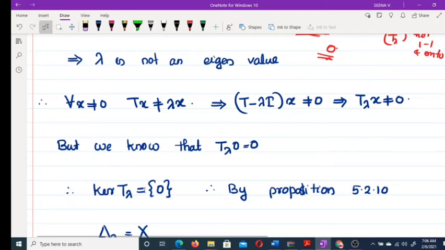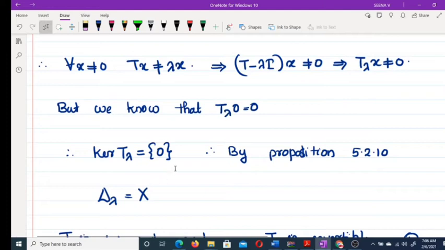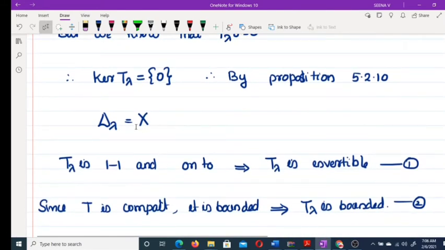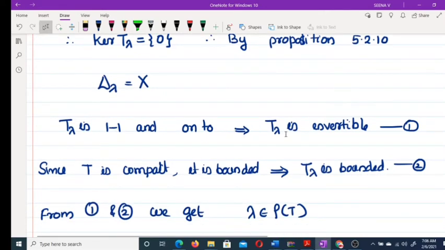Therefore, kernel T_lambda consists of only one point, that is 0. Kernel T_lambda equal to 0 implies the range of T_lambda is X. That means T_lambda is one-to-one and onto. That means T_lambda is invertible, as T is compact and bounded. T_lambda is also bounded. Thus we get T_lambda is invertible and T_lambda is bounded.